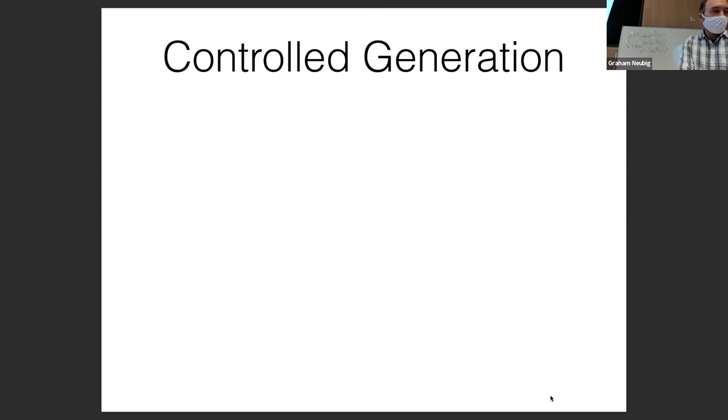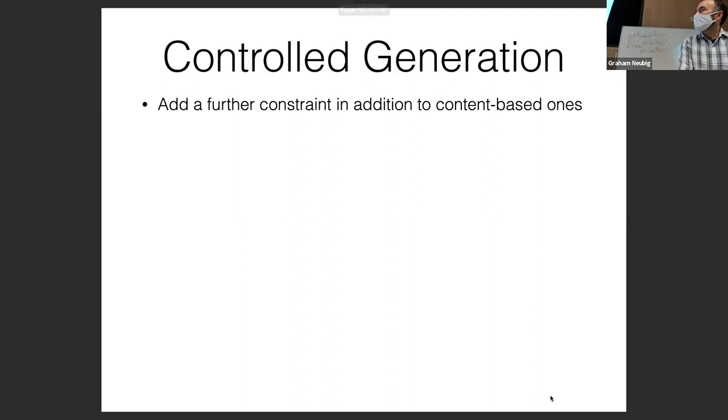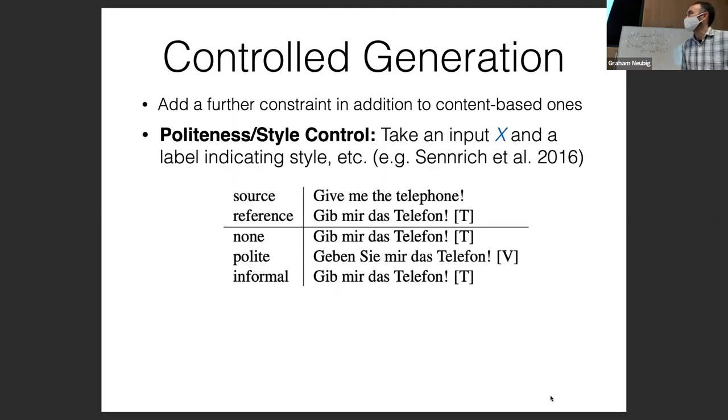And also, I think you might hear the words controlled generation pretty frequently. This is something that a lot of people are interested in nowadays. And the basic idea is that we want to add further constraints in addition to the standard content-based ones that we're doing standardly in these tasks. So just to give some examples, there's things like politeness and style control, where you take an input X, but also you take a label indicating the style, for example.